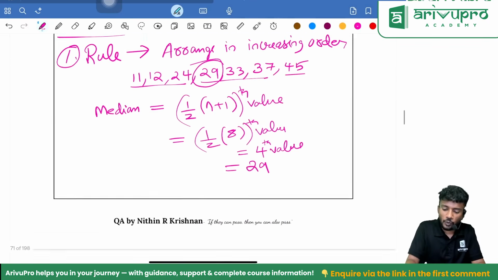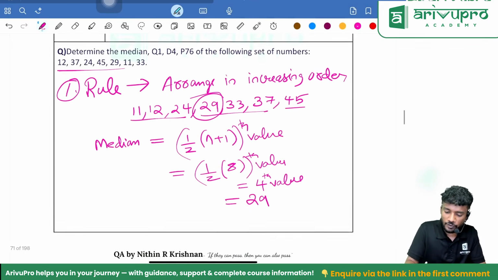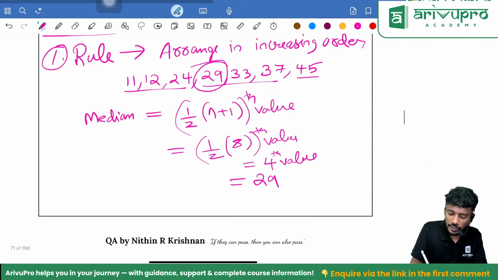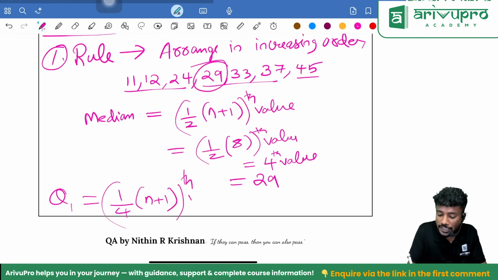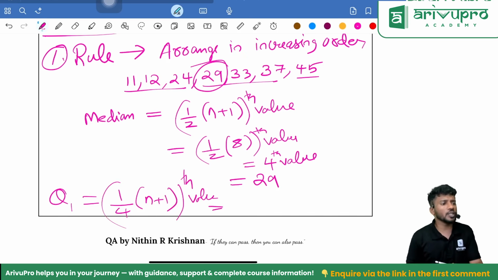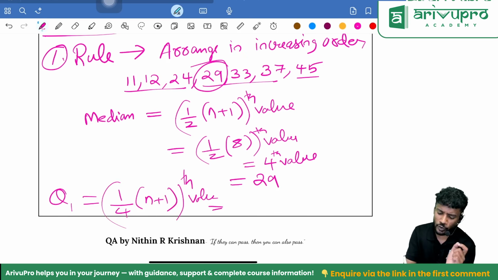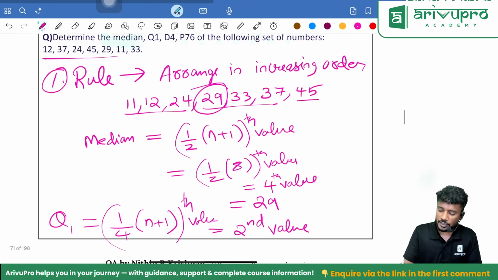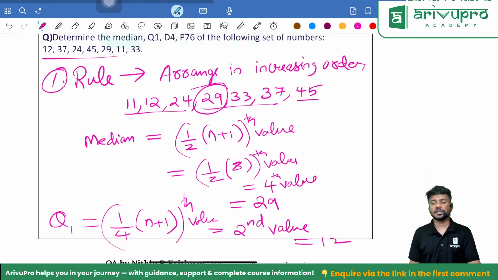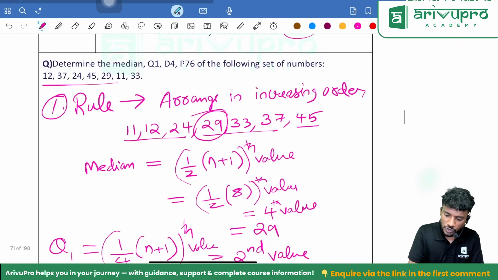Next question is what is Q1. So, find the value of Q1 for the same question. Q1 is nothing but 1 by 4 into n plus 1th value. Am I right? Yes. So, which is equal to 1 by 4 into n plus 1. That is how much? Second value. Am I correct? What is the second value over here? That is nothing but 12. Correct?